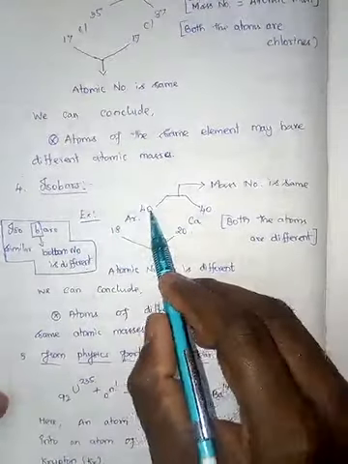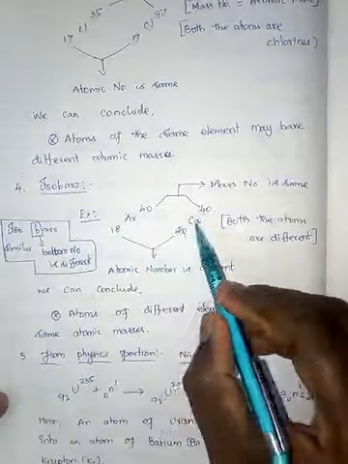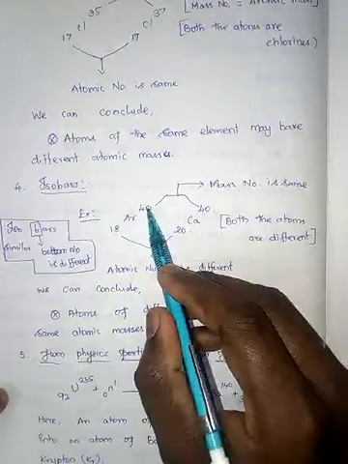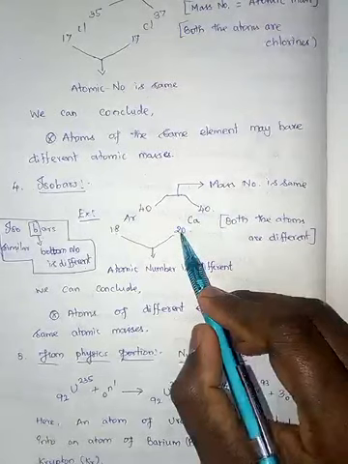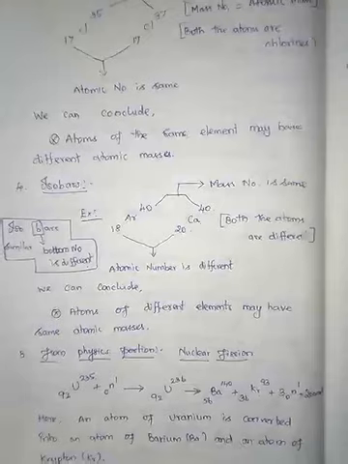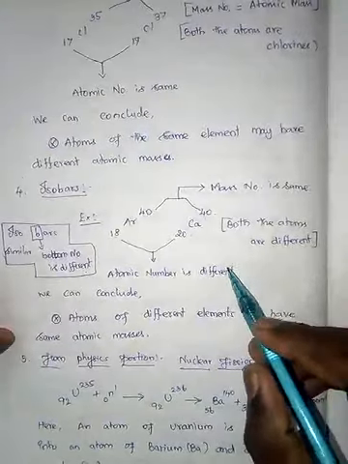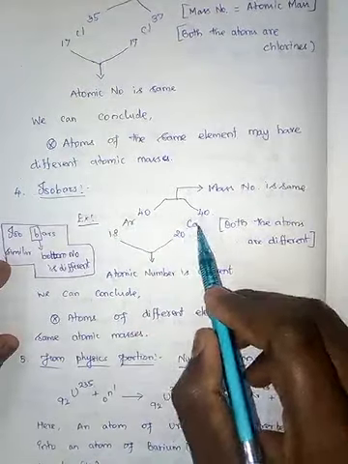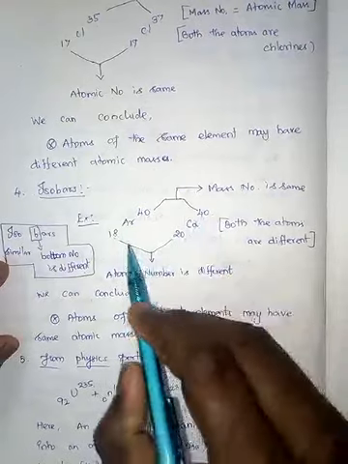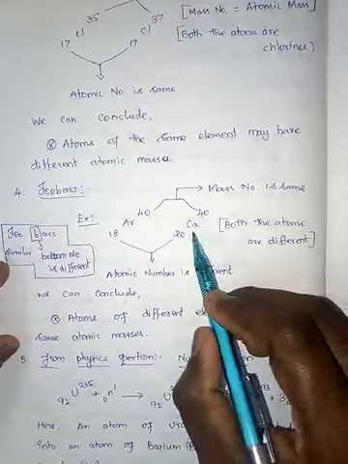So 18 argon 40, 20 calcium 40. 18 is the atomic number of argon. Ar is the symbol of argon. 40 is the mass number of argon. 20 is the atomic number of calcium. 20 calcium 40. Just focus on this. These are atoms of different elements. This is argon, this is calcium.